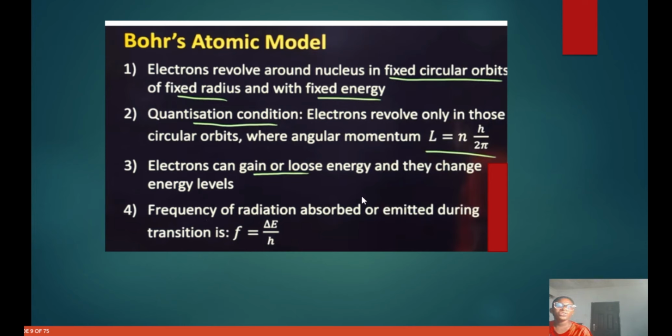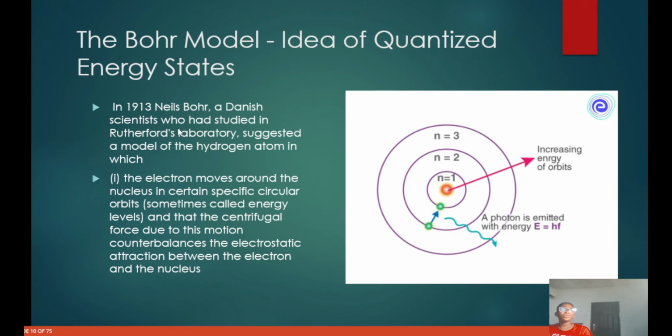The frequency of radiation absorbed or emitted during transition is f equals change in E over h, the Planck's constant. So that is Bohr's model, the idea of quantized energy states. This is the explanation of what I've been saying. This is the nucleus, and these are the electrons revolving. This electron can move from here to this point. You can see a photon is emitted.